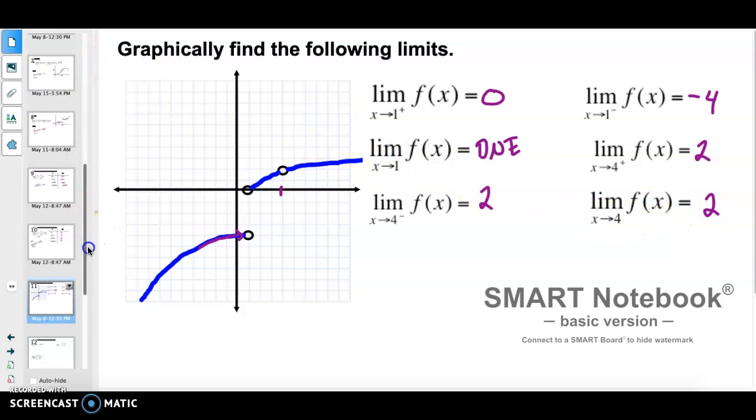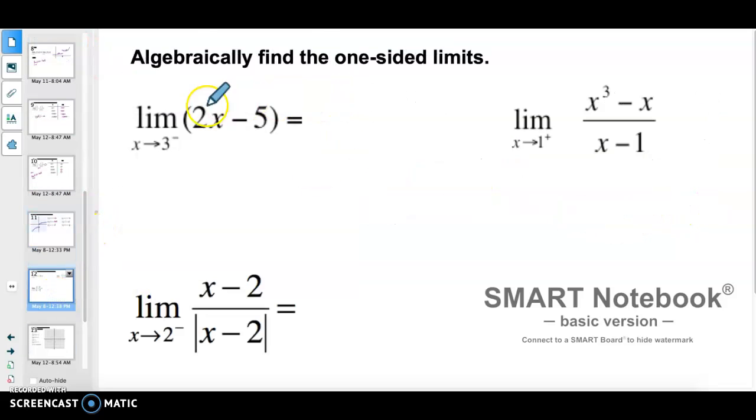Finally, we can look at it algebraically. So this function, if I said the limit of 2x minus 5 as x approaches 3 from the left. So you could graph it if you want to do it that way, but I bet you all can picture this graph and you know that this function is linear. It's just going to be a line. So there aren't any jumps in the line.